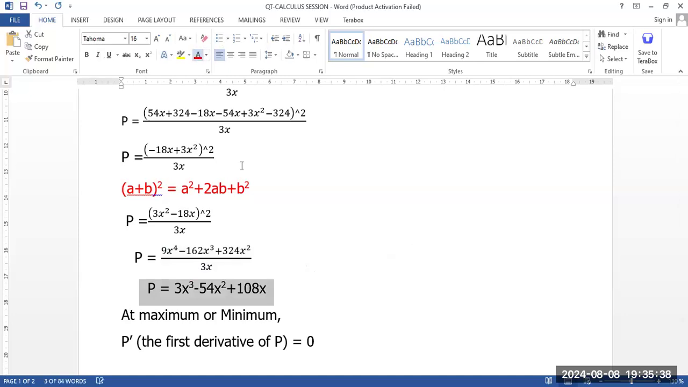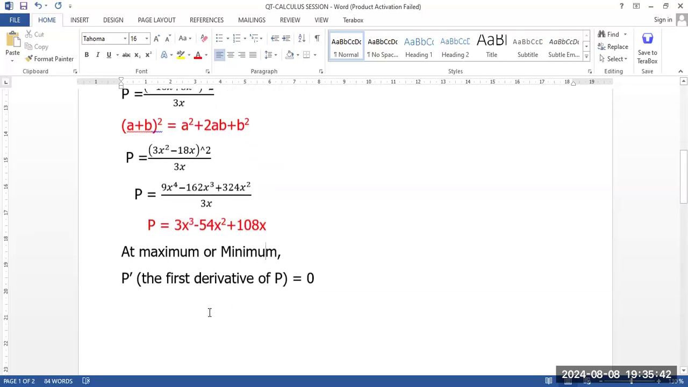So we want to differentiate this. Remember, if we are differentiating, you get your original power. This is our original power. We multiply by this. Original power, which is 3 times 3, you get 9.